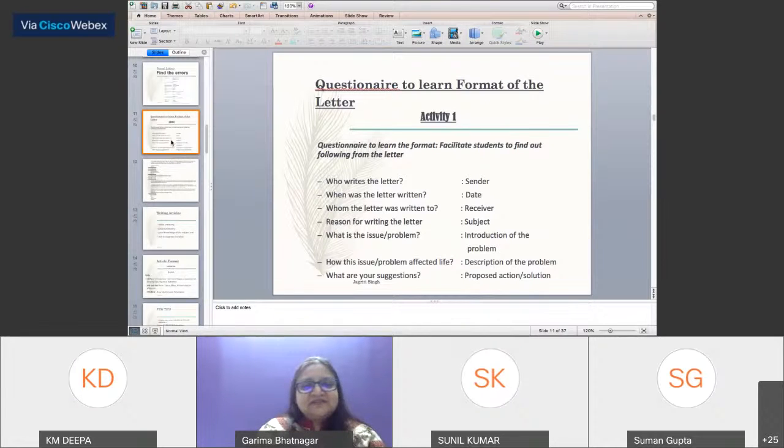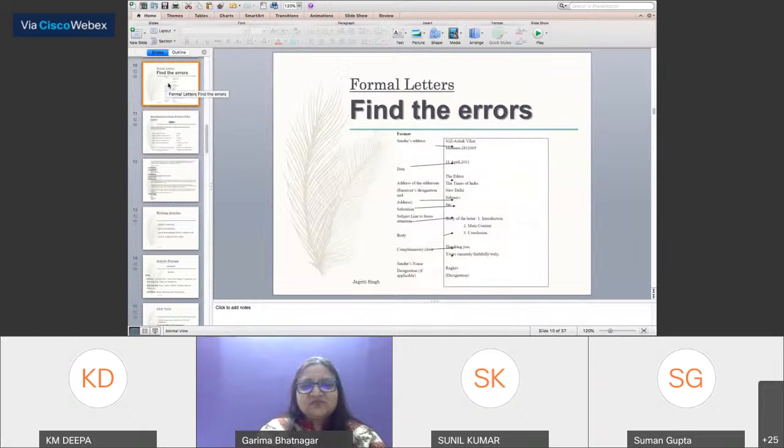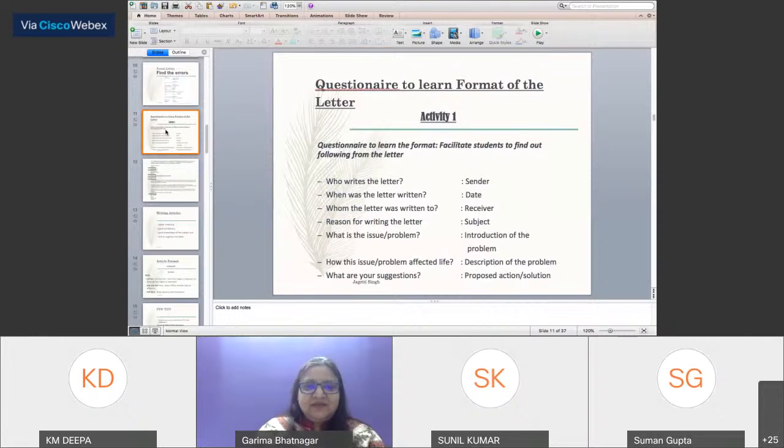So whom was the letter written to? Any idea? The editor of the Times of India, ma'am. Thank you. The editor of the Times of India. Reason for writing the letter. Now, this is a subject which will be there in the question paper. So you need to tell your students that they should read the question and then find the subject from there.